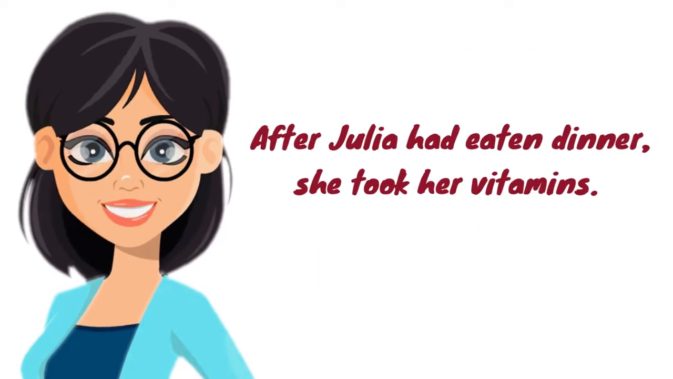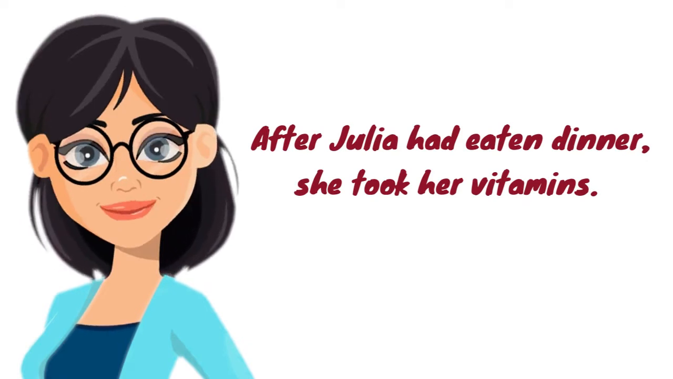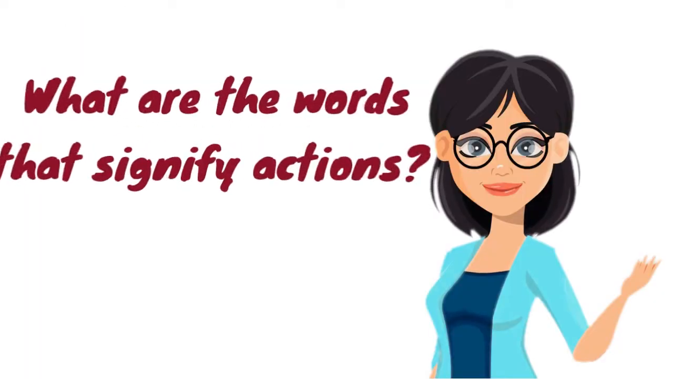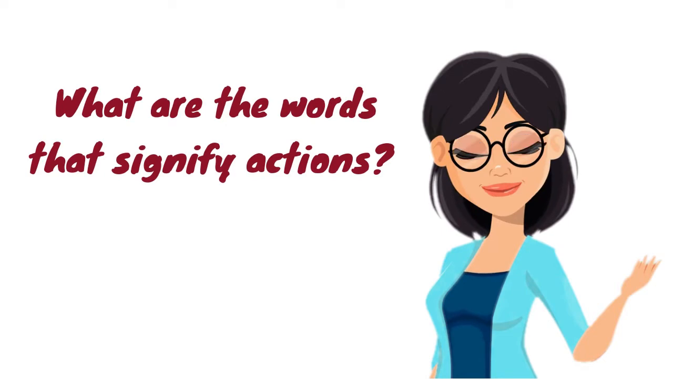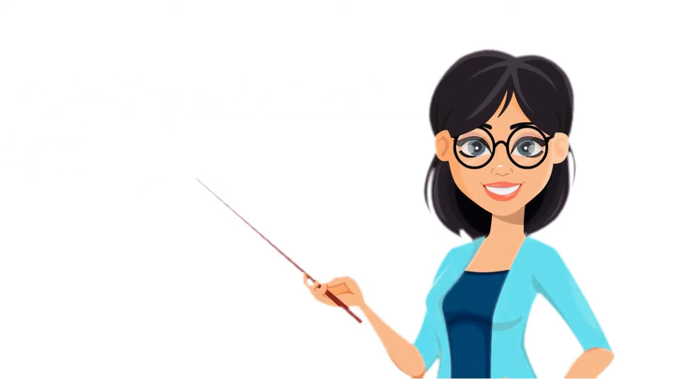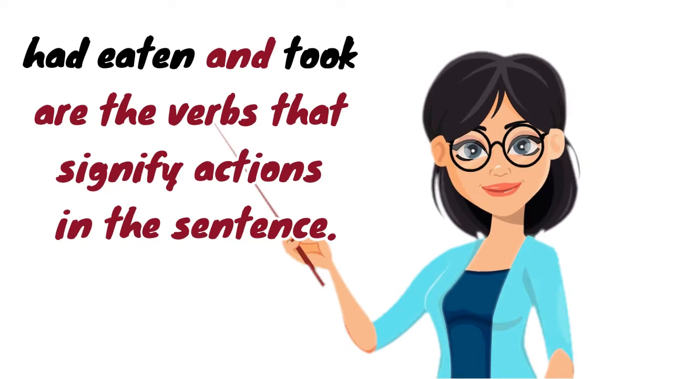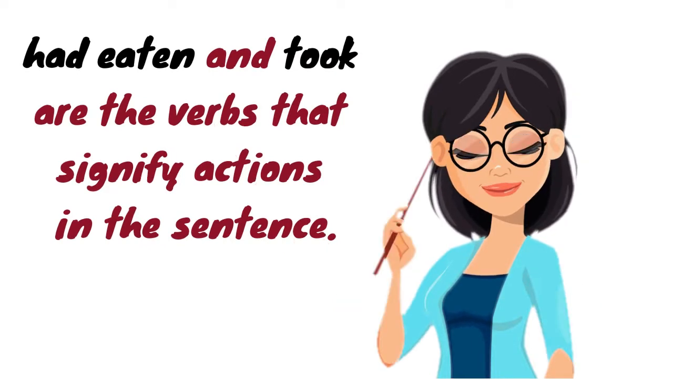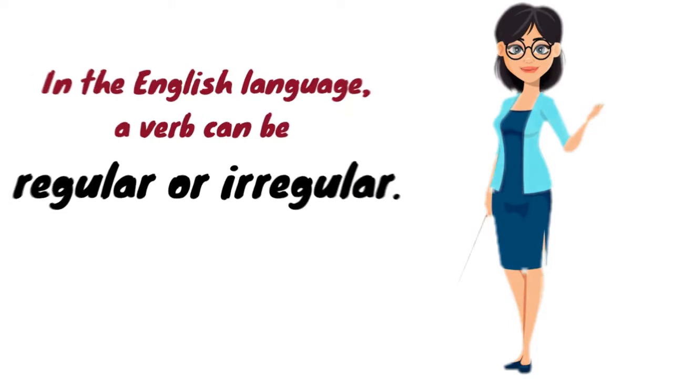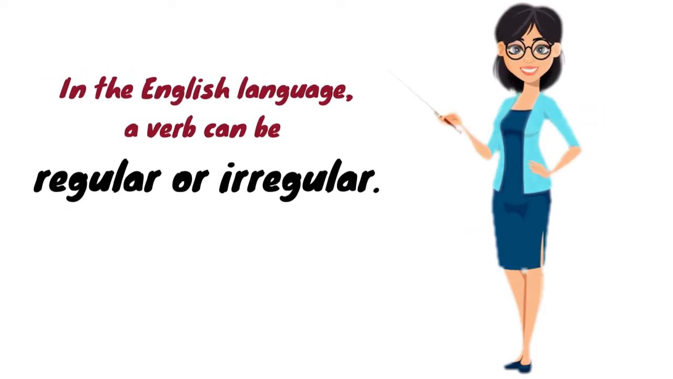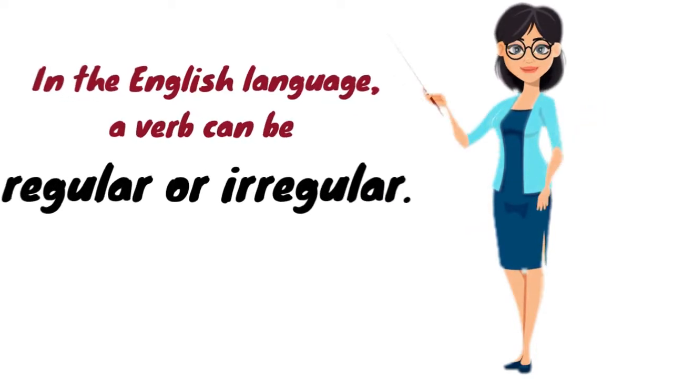After Julia had eaten dinner, she took her vitamins. What are the words that signify actions? Very good. Had eaten and took are the verbs that signify actions in the sentence. In the English language, a verb can be regular or irregular.